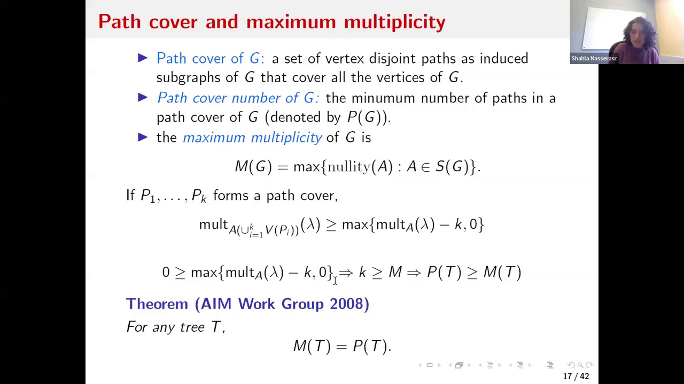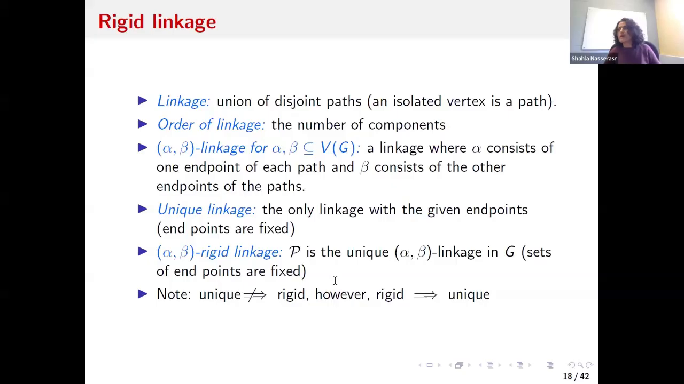I've shown you some of the applications of that inequality. That is, by deleting vertex-disjoint paths, the nullity goes down by the number of paths, if it does. And the next question that we could ask is, what about graphs in general? Can we say similar statements for non-trees? For that, I need to give you some definitions.